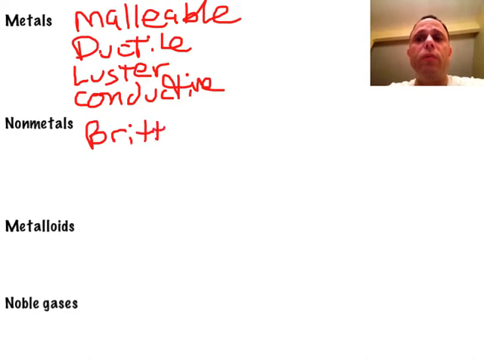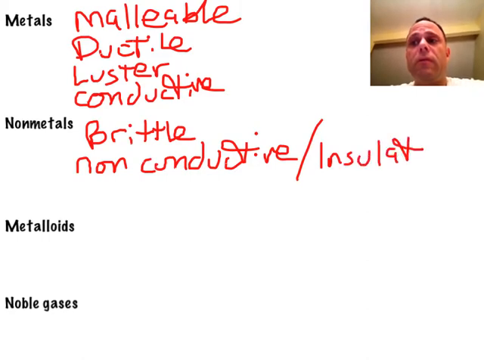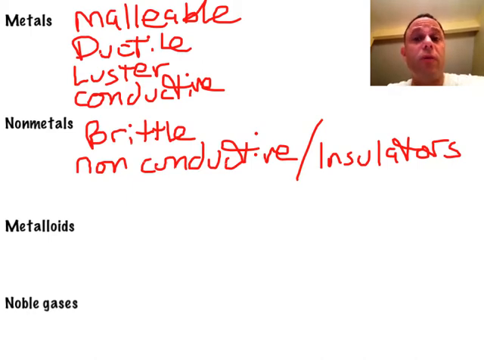Now, nonmetals, as opposed to malleable and ductile, are brittle. So if you did hit them with a hammer, they would tend to crush and break. And they are non-conductive, which means that they are good insulators because they will absorb electrons that the metals give off. Now, metalloids are elements that sometimes take on the character of either one depending on their condition.